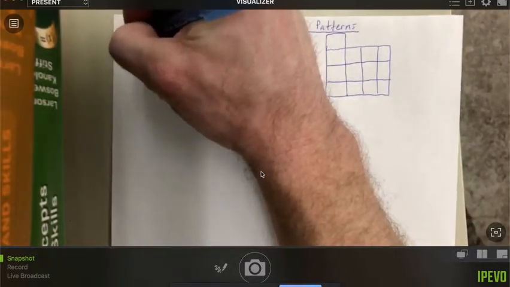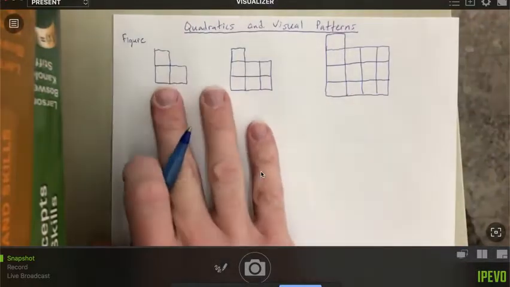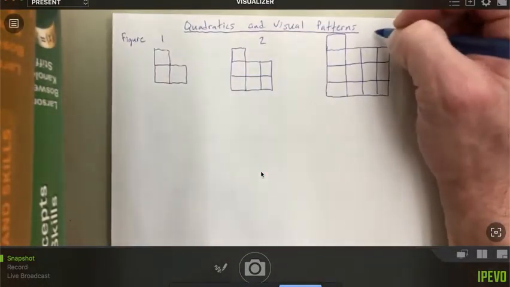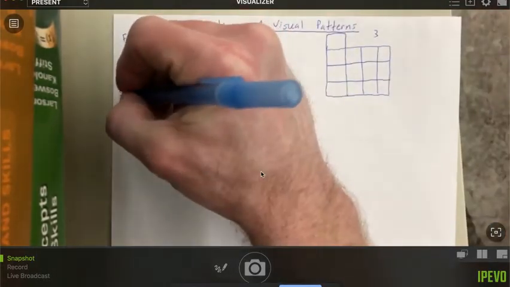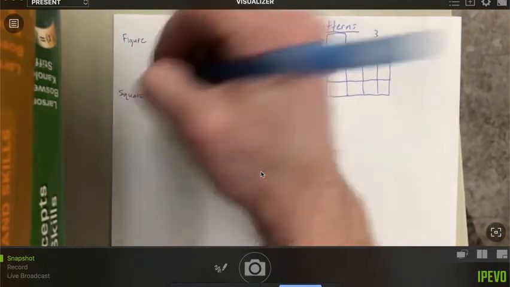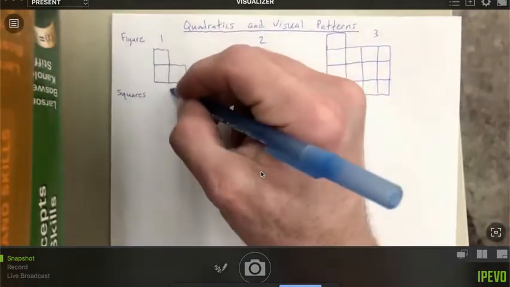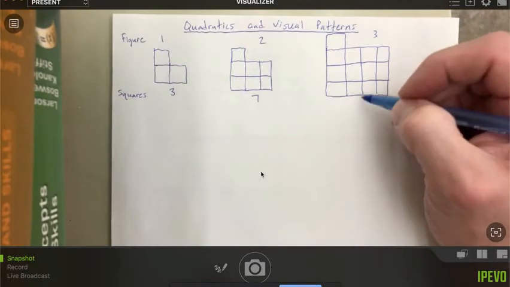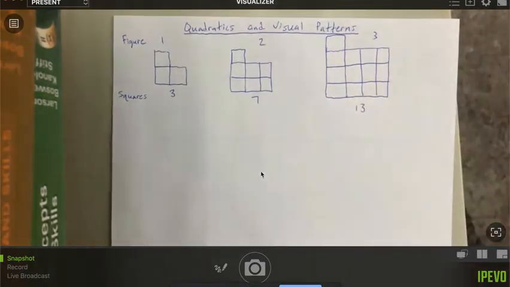I'm giving you the first three figures. So here's figure 1, figure 2, figure 3. What we're going to be concerned with is the number of squares. 3 squares, 7 squares, 13 squares. All right, let's imagine this pattern were to continue.